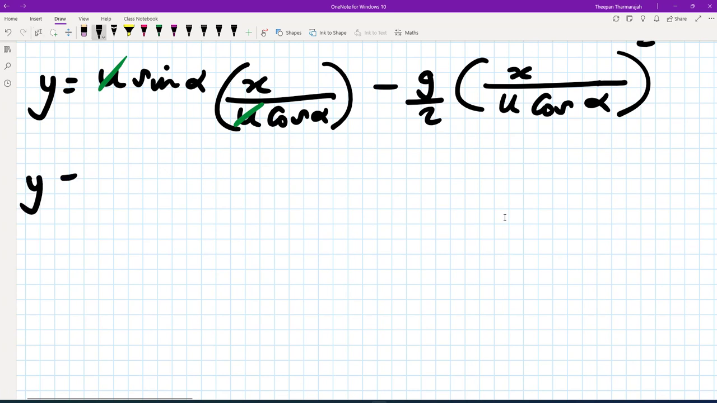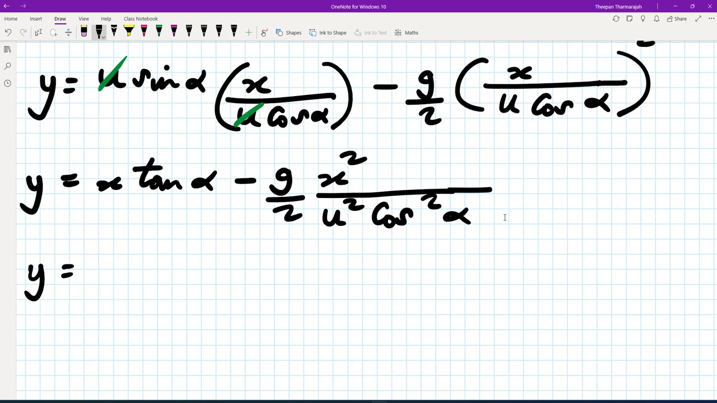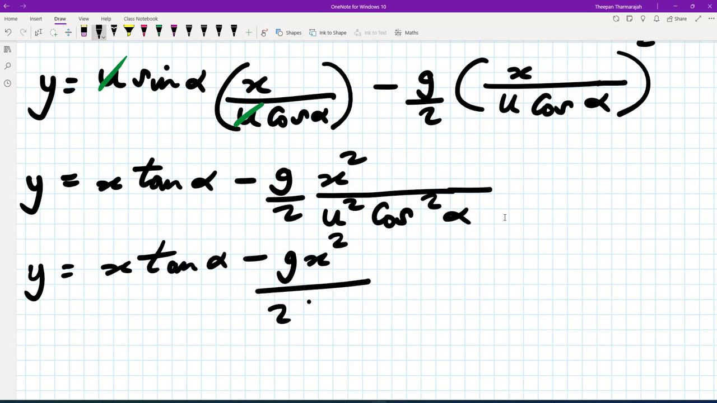We get y is x. Now sin alpha over cos alpha is tan alpha. Minus g over 2 x squared. Now don't forget we need to also square the denominator, so u squared cos squared alpha. Now we almost have what they want, but we should know from trigonometry that we could rewrite 1 over cos as sec. So we could write that as x tan alpha minus g x squared over 2u squared.